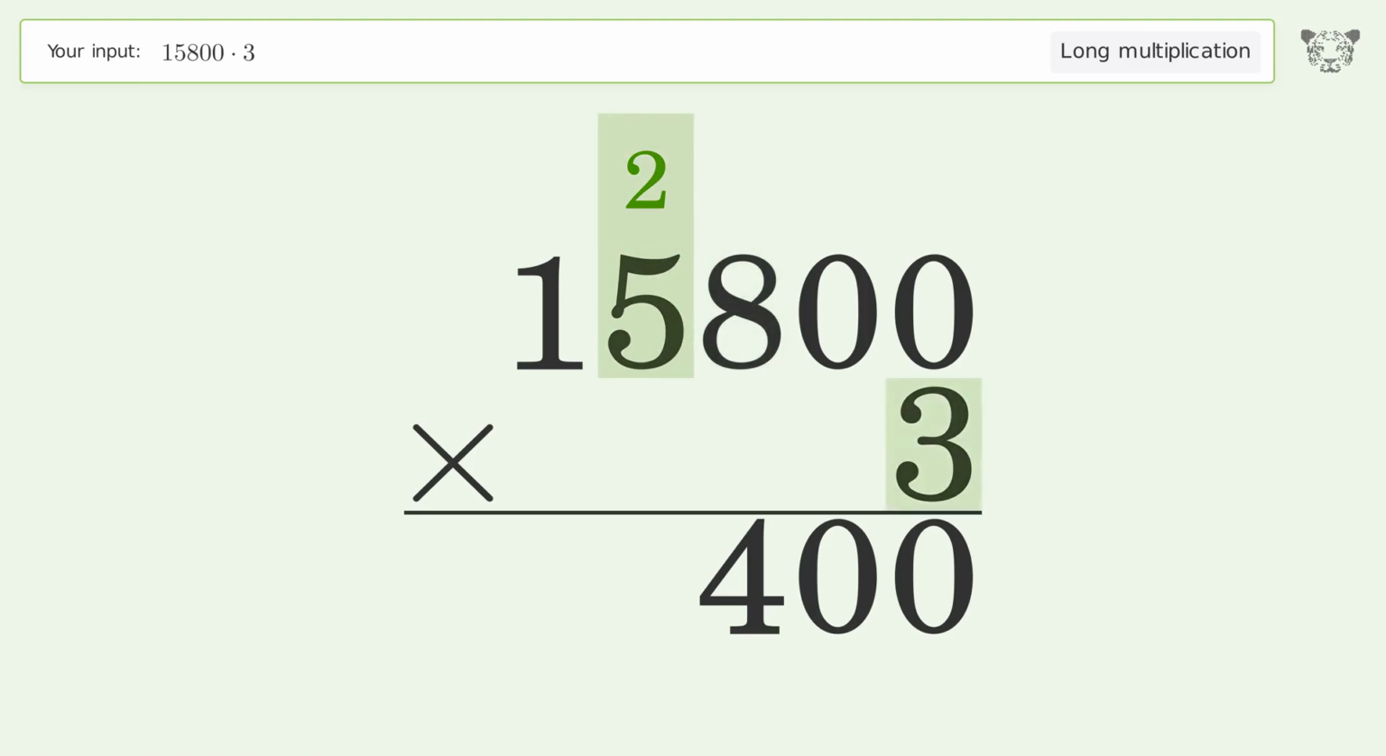2 plus 5 times 3 equals 17. Because the result is greater than 9, carry the 1 to the 10,000s place. 1 plus 1 times 3 equals 4. And so the final result is 47,400.